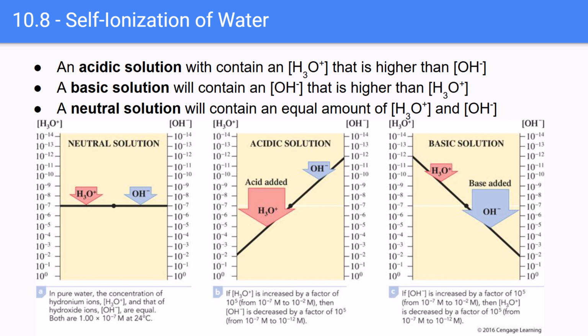So go back and take a look at the previous couple of problems and think to yourself, is this solution acidic? Is this solution basic? Is it neutral? Remember, compare the relative amounts of them, and remember that your exponents are negative. So keep that in mind as you go through and evaluate those.